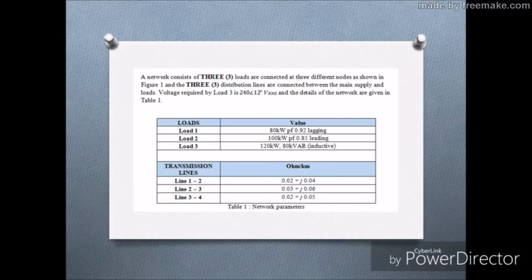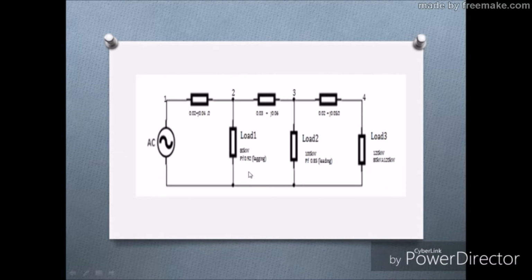Okay, from the question, we know the parameters such as load 1, load 2, load 3, and the value of transmission line 1 to 2, line 2 to 3 and line 3 to 4. So these are all the values that are given in the question. After we summarize all the values given, this is our group's finalized design for the task.